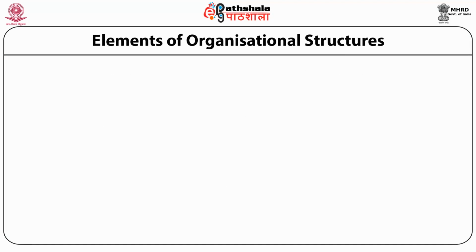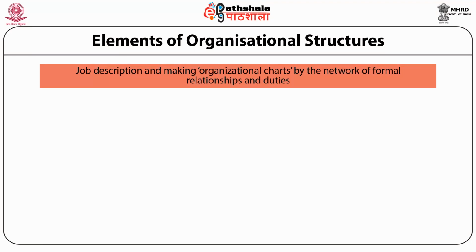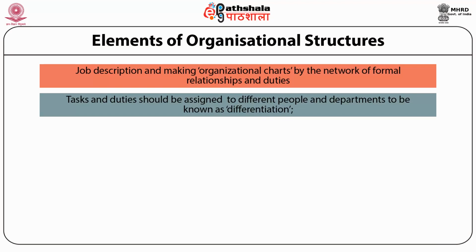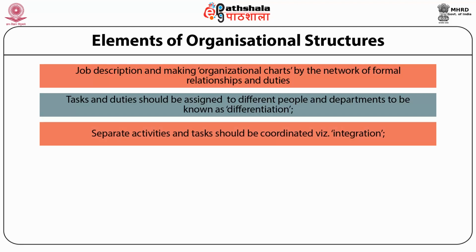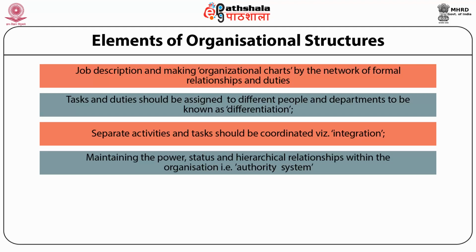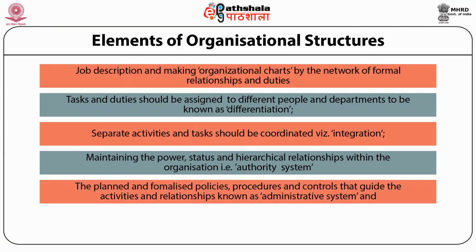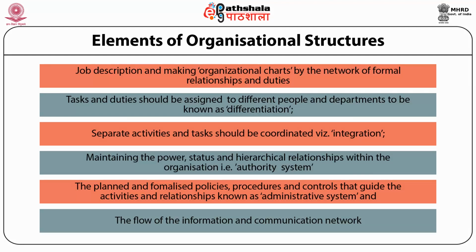Then we come over to the elements of organizational structures. What are the elements? First is job description and making organizational charts by the network of formal relationships and duties. Then tasks and duties should be assigned to different people and departments, to be known as differentiation. Separate activities and tasks should be coordinated, that is integration. Maintaining the power, status and hierarchical relationships within the organization, that is the authority system. The planned and formalized policies, procedures and controls that guide the activities and relationships, known as the administrative system. And finally, the flow of information and communication network.